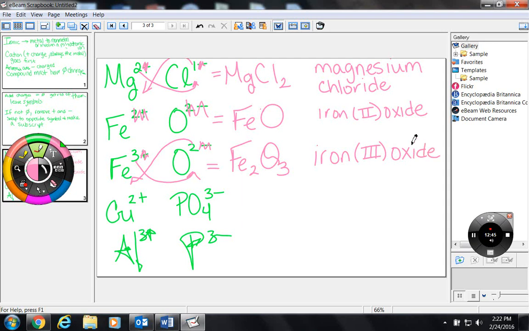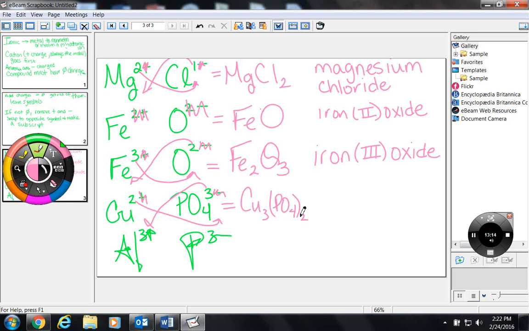Cu2 plus, PO4, 3 minus. Okay, doesn't have 0. That goes. That goes. 3 comes over here. Oh, no, no. 2 comes over there. I need parentheses. Cu3, PO4, 2. What's the name of it?